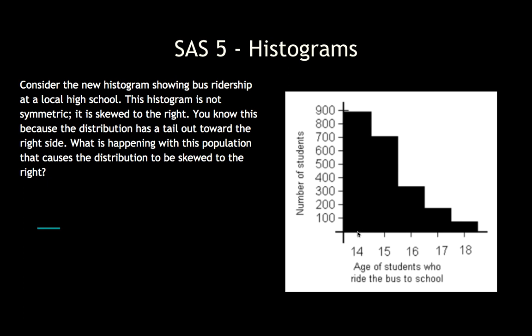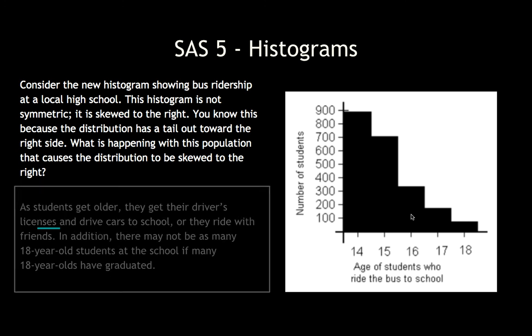Students up to the age of 14, there are 900 of them. Age 15, there are 700. Age 16, there are 300. Age 17, 200, and age 18, there's only 100. So as we can see, the distribution is skewed far to the right.